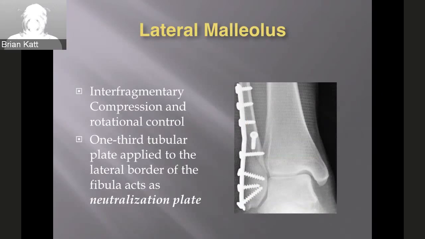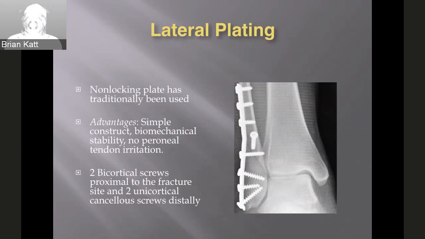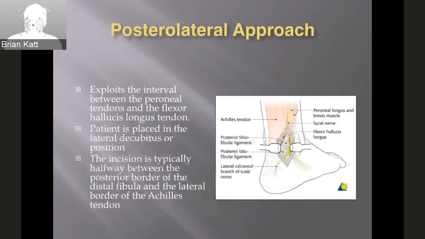For fixing these lateral malleoli, we're typically looking at an interfragmentary screw for compression and a one-third tubular plate as a neutralization plate. Lateral plating, more traditionally, has been non-locking. We're getting bicortical screws above the fracture and unicortical screws, cancellous in design, below the fracture, so we make sure that we're unicortical there and we're not into the ankle mortise with that fixation.